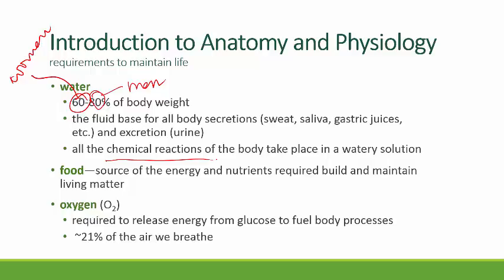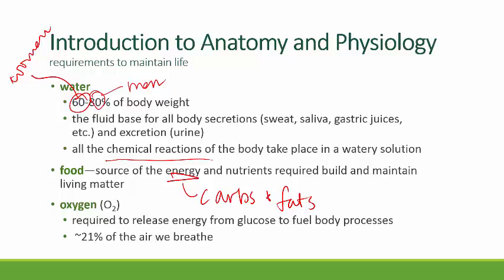Food, also very important because it provides both energy. So we use carbohydrates and fats as energy sources. And it also provides the nutrients that are required to build new cells and new tissues and new organs, or to maintain the organs that we've already developed. So nutrients would include things like proteins and lipids, especially, that we use to build new living material in the body and to maintain those living materials that we already have.